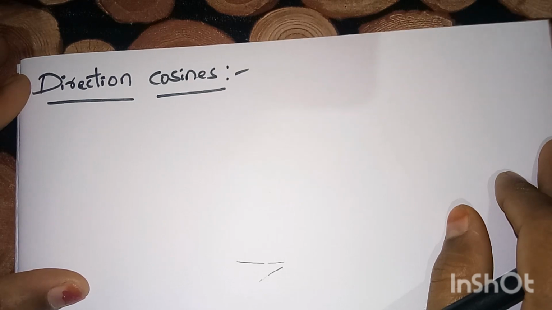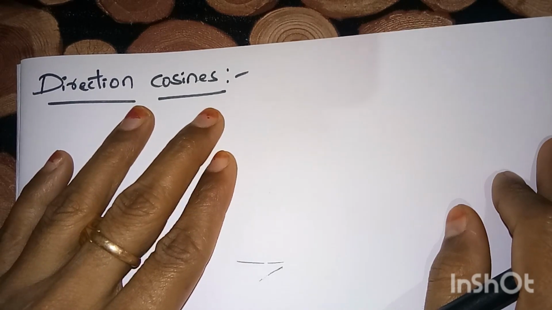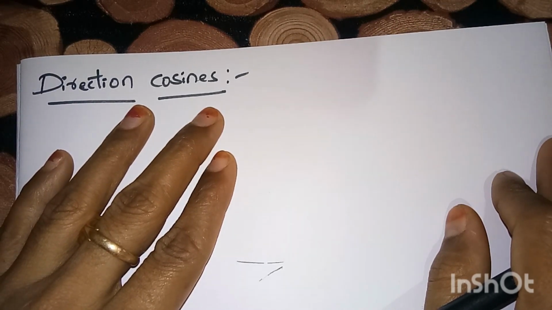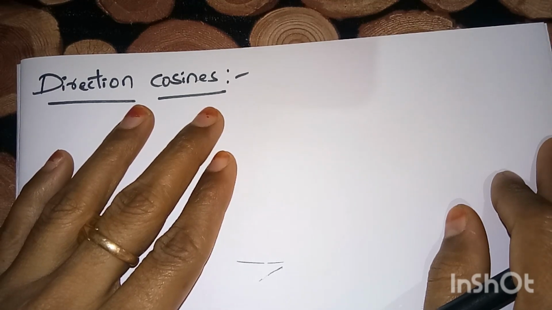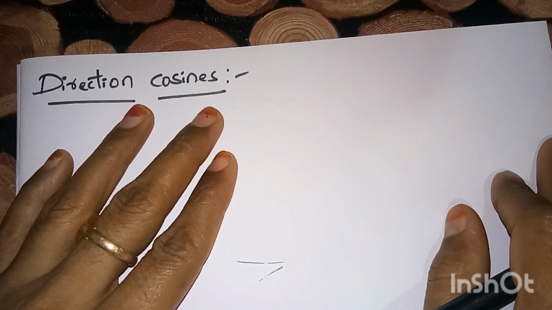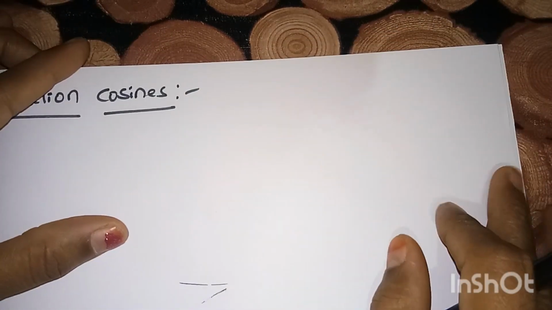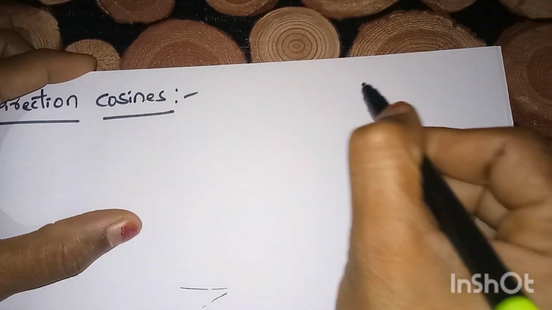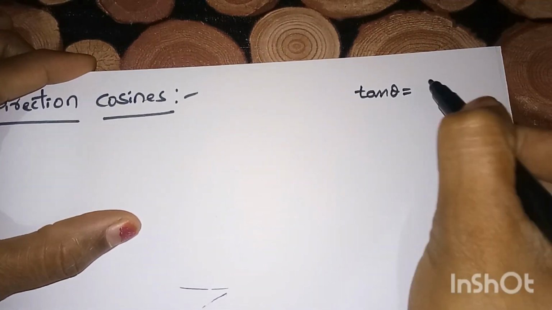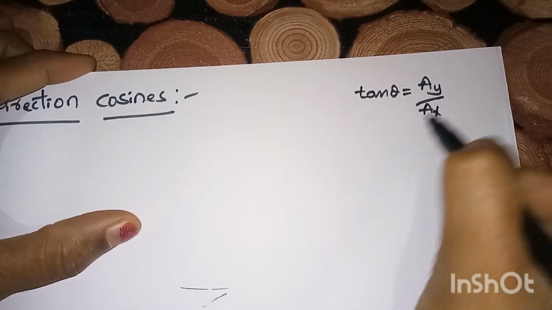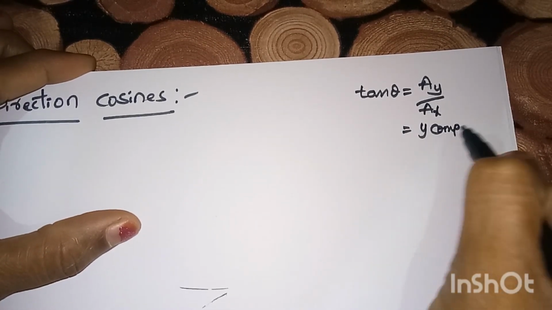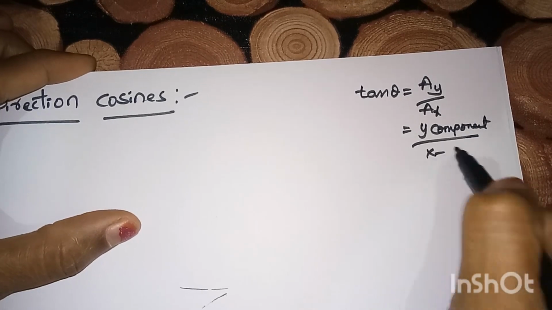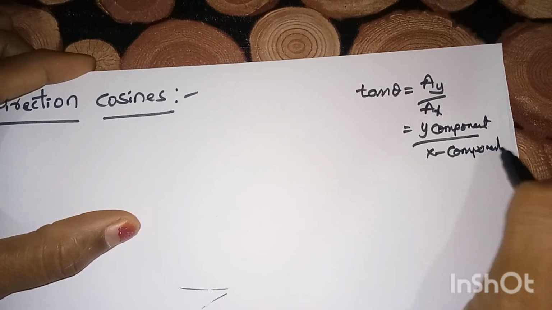Today we are going to discuss a new topic in motion in a plane, that is direction cosines. We have already discussed how mathematically a vector can be written and how an angle can be found for an axis. We discussed that the angle for only one axis, that is the x axis, is tan theta equal to Ay by Ax, that is the y component by the x component.